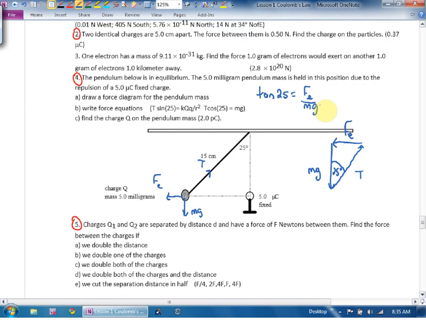I'm going to get the Fe by itself. How would I do that? I'm going to move the mg over, and I'm going to write over here because I'm running out of room. Fe equals mg tan 25. But now, Sally, I'm going to write the equation for electric force. Equals k Q1 Q2 over r squared.